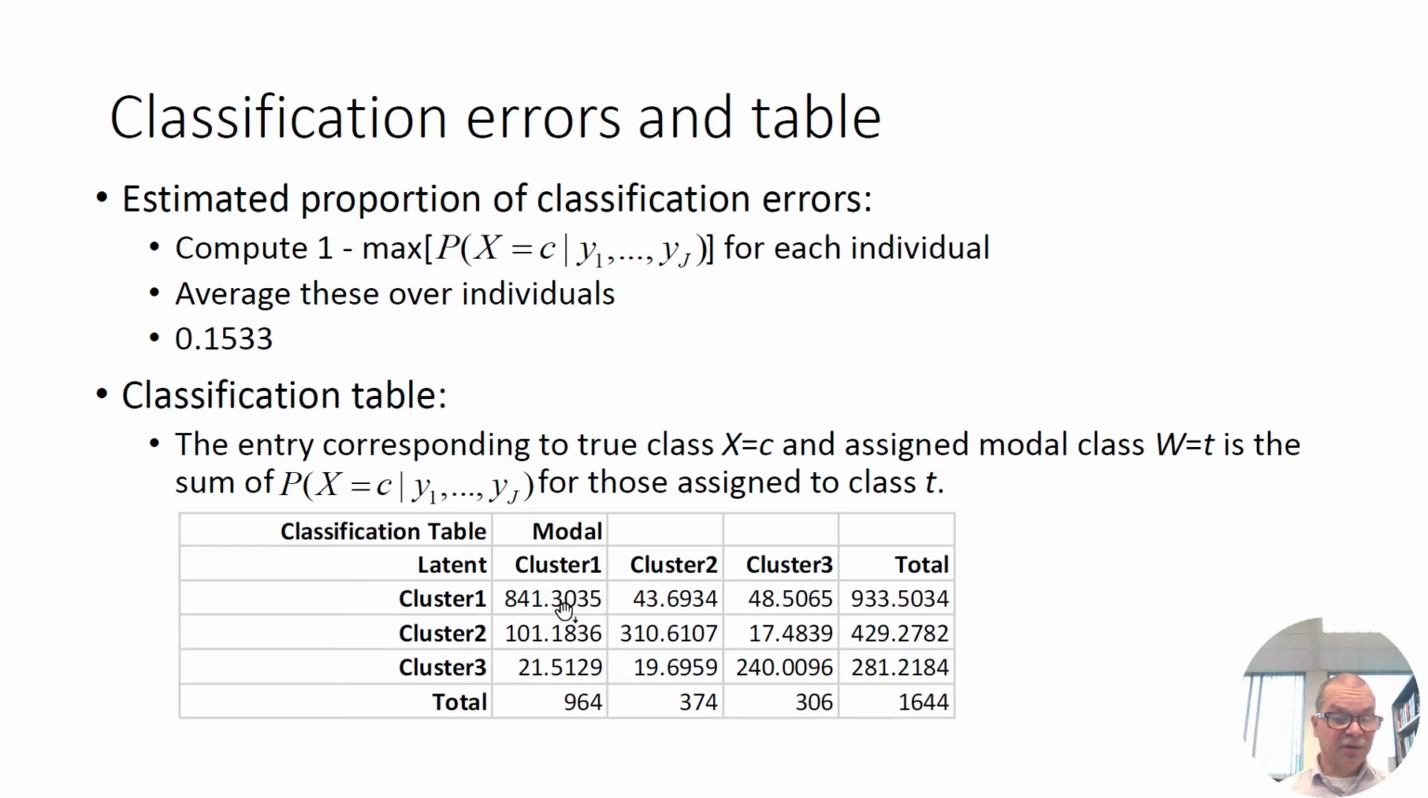And actually what you see on the diagonal, the numbers, are the correct classifications, and off diagonal you see the classification errors. So if you sum the frequencies in the off diagonals and divide by the total number of persons, you would again get this 0.1533. So actually the classification table gives more information on what kind of error you make in the classification.